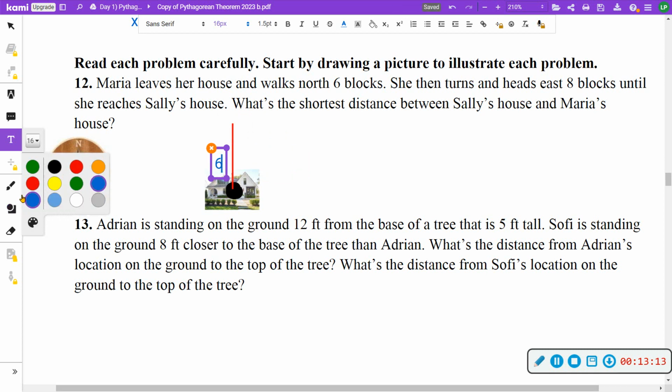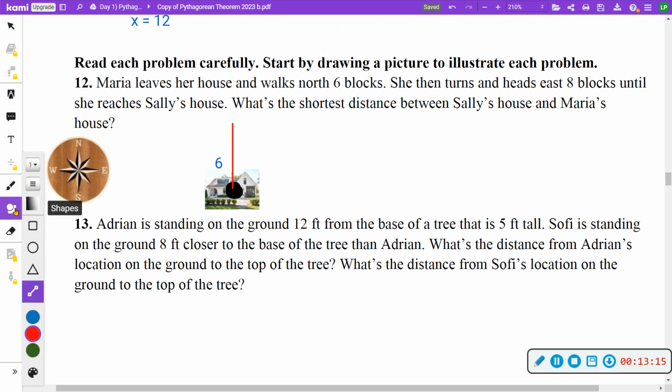She then turns. Here's Maria. She then turns and walks. She heads 8 blocks east. Remember, east is to the right. So now she's going to go 8 blocks this way. And notice that's going to be 90 degrees because you're talking about distance.